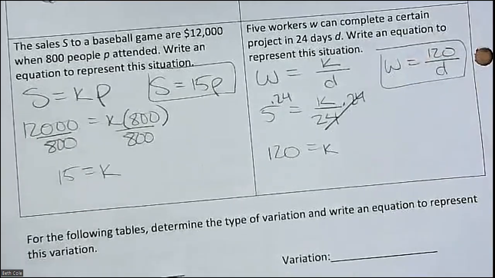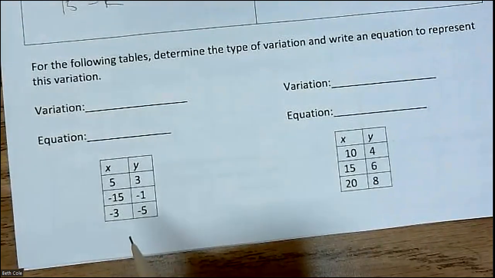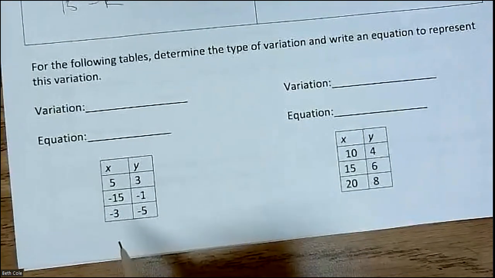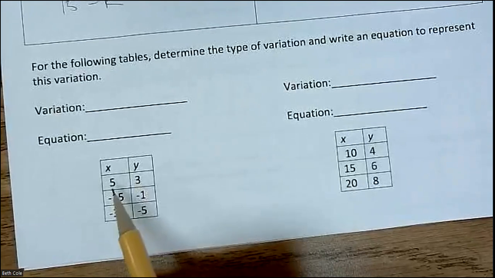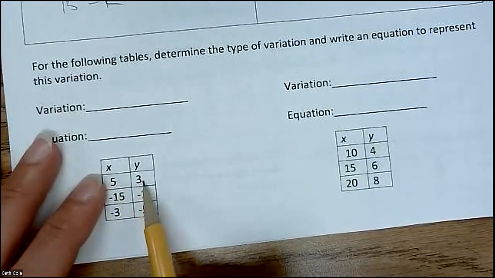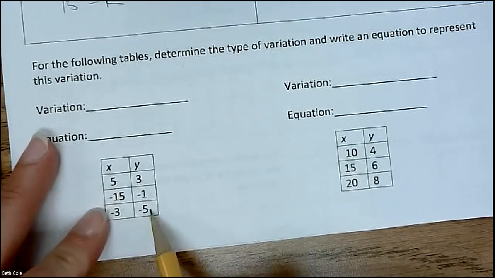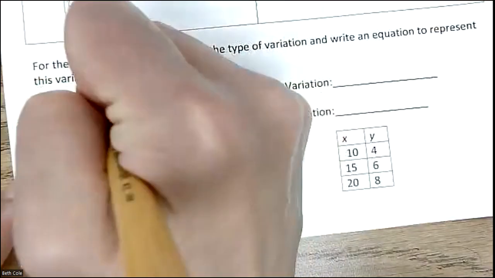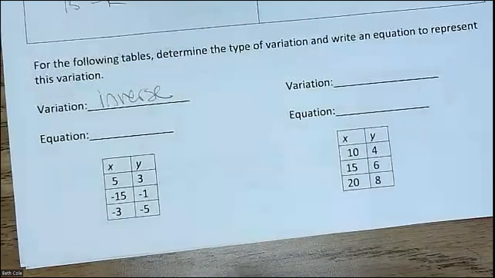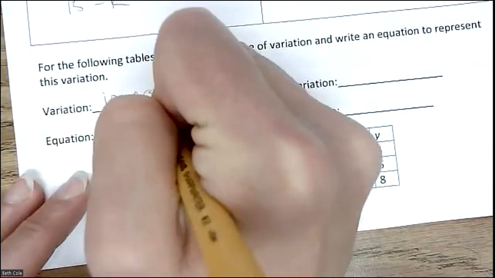All right. And then here, we're just going to decide what type of variation and write the equation. You're either multiplying the numbers or dividing the numbers. For these ones, it looks kind of like we're multiplying. So let's just check. What's 5 times 3? Negative 15 times negative 1. And negative 3 times negative 5. Oh my gosh, we multiplied them. That means that it's inverse. And it'll be y equals 15 over x.